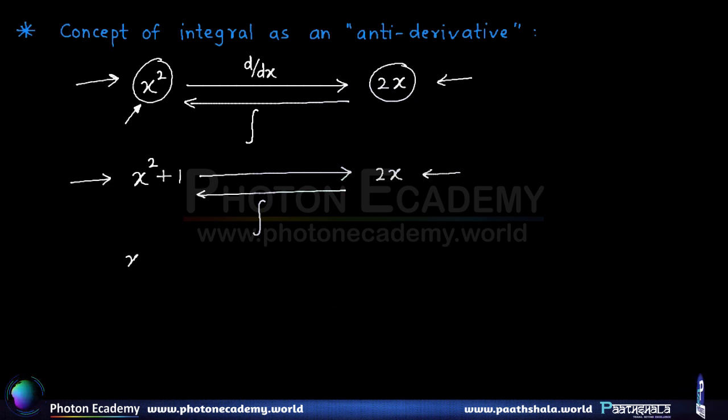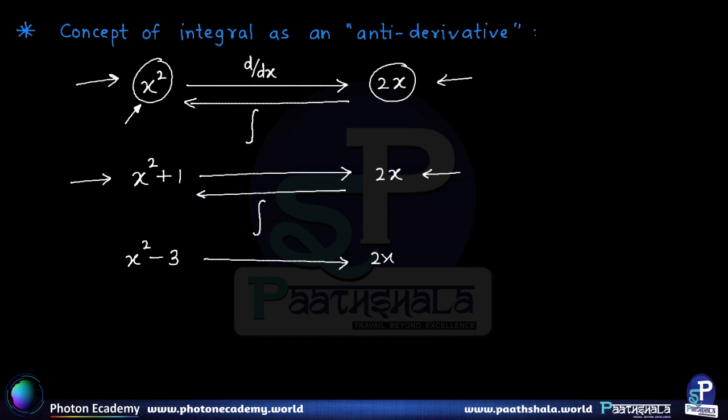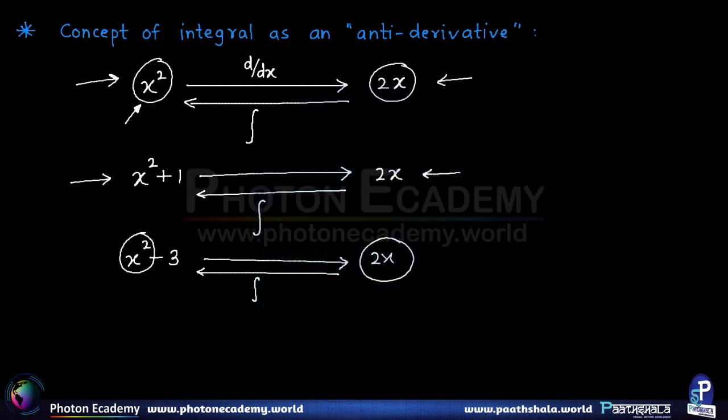It won't be difficult to realize that even if I had another example, say x square minus 3, the derivative is still 2x, but if you come back and see the integral, it is x square minus 3. So in general, what we are observing is that if we want to take the integral of 2x, it will be of the form x square plus some constant. We don't know what that constant would be, but definitely there will be some constant in general.